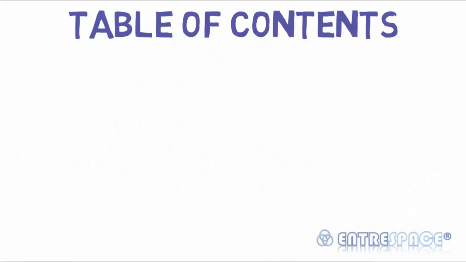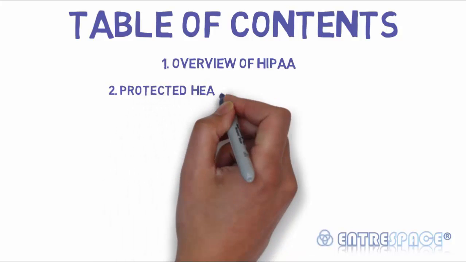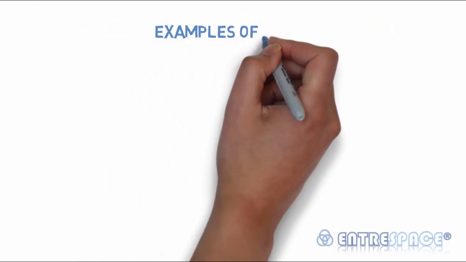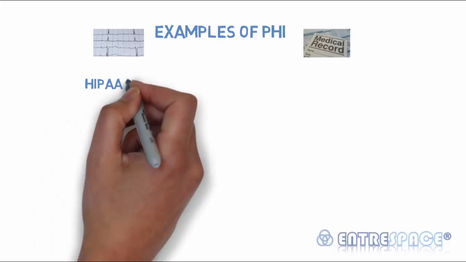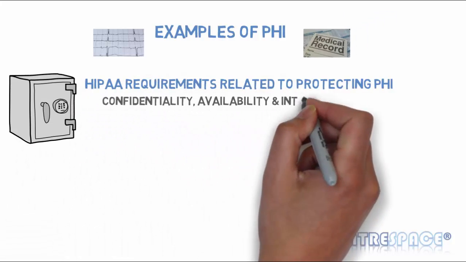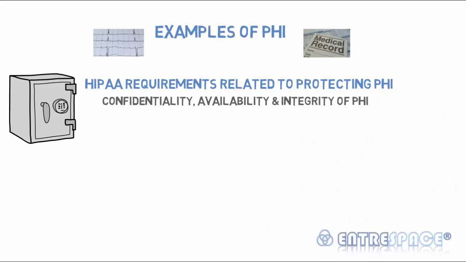In this course, we'll start with an overview of HIPAA, why this legislation was introduced, what it's about, and then we'll cover HIPAA rules and compliance requirements. We'll review what Protected Health Information, or PHI, is. This type of information can potentially identify a patient, so we'll show you examples of PHI and discuss HIPAA requirements with respect to protecting the confidentiality, availability, and integrity of PHI.